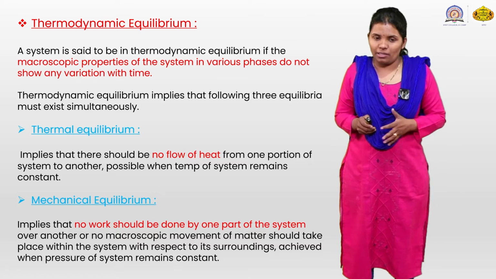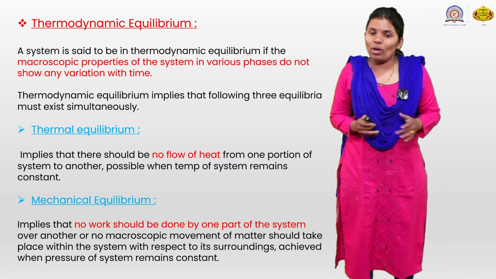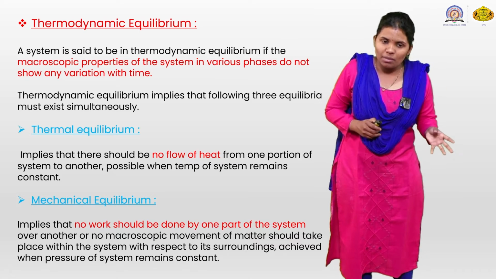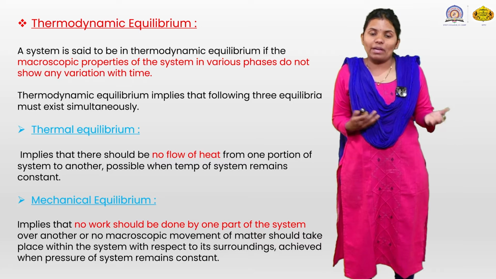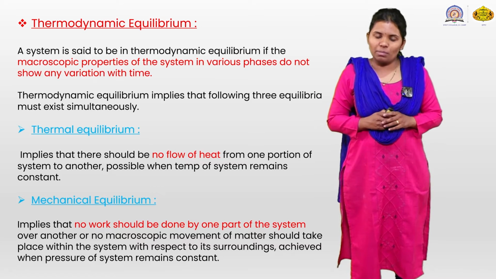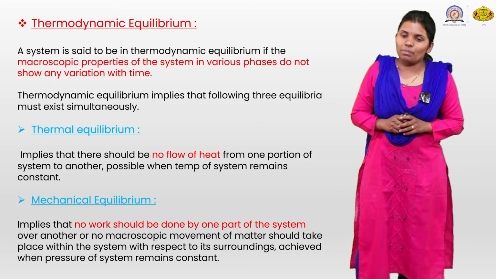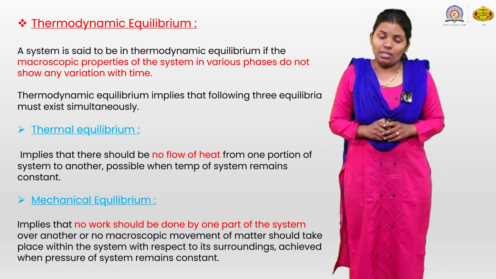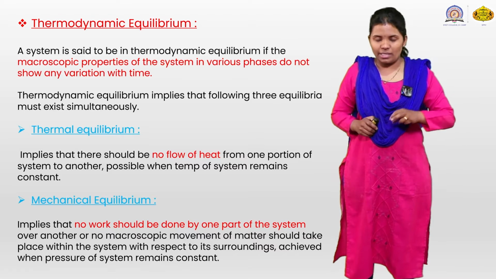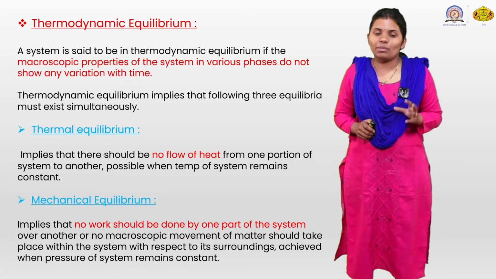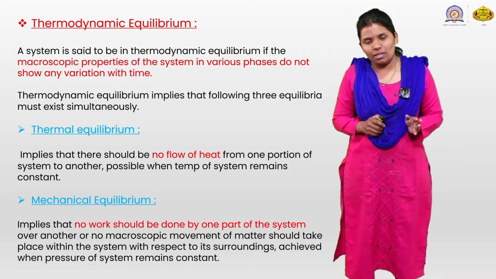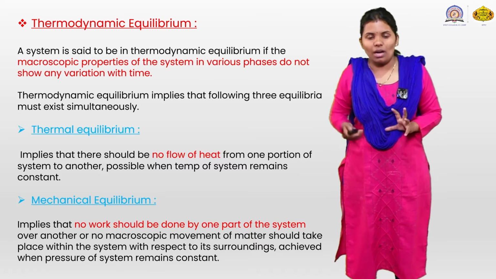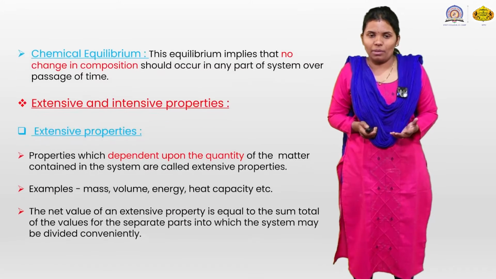Next is mechanical equilibrium. It implies that no work is done by one part of a system over another, or no macroscopic movement of matter takes place within the system with respect to its surroundings. It is achieved when the pressure of a system remains constant. So, in mechanical equilibrium, the pressure of a system remains constant and no work is done by one system on another.